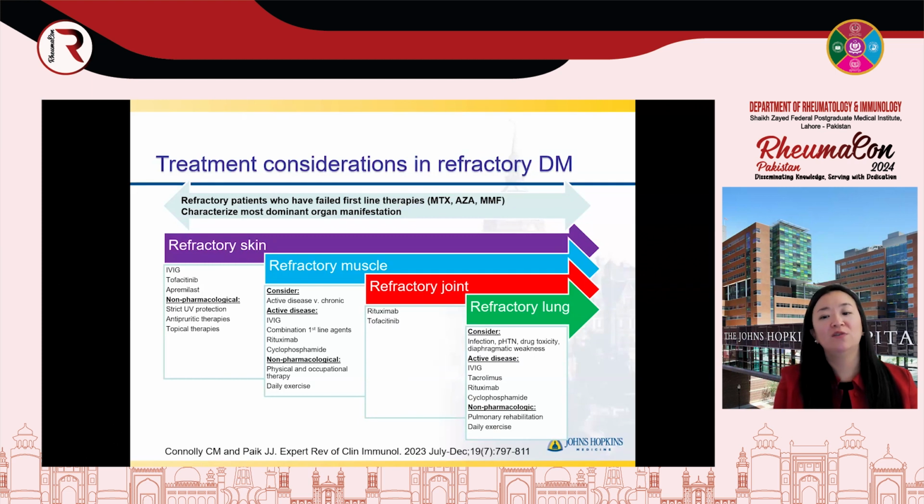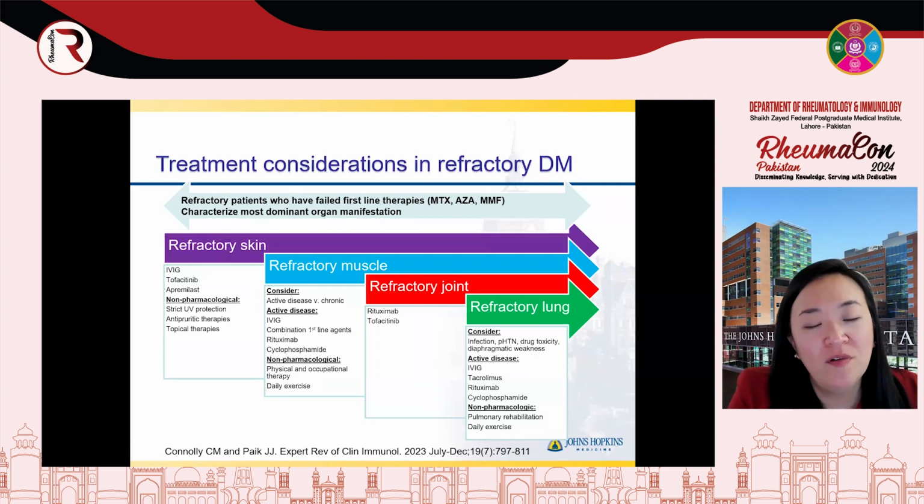So treatment considerations in refractory dermatomyositis, because we were talking about DM first, is really thinking about and breaking it up into: is their skin more active versus muscle versus refractory joint, refractory lung. And I think definitely refractory skin, we know IVIG works, tofacitinib works. There is a proof of concept study using apremilast as well that was published in the past year and a half, I believe. So that is something to consider if someone is completely failing multiple agents.